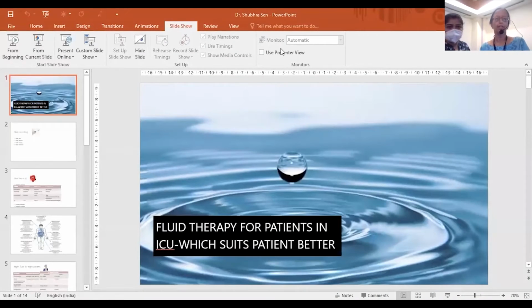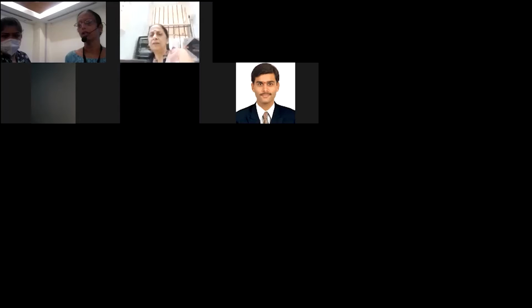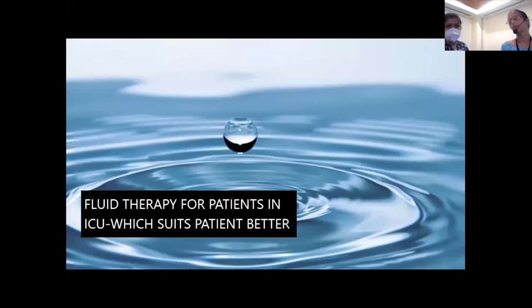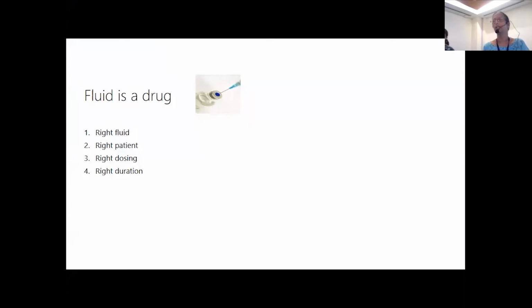So my today's topic is fluid therapy for patients in ICU, at the patient bedside. IV fluid is the most common intervention that a patient receives, probably within minutes of coming or getting admitted to the ICU. But we often don't use fluid very cautiously. We must appreciate that fluid is a medicine. Yes, it's a drug. So we should use the right fluid for the right patient in the right dose for the right duration, just like an antibiotic.